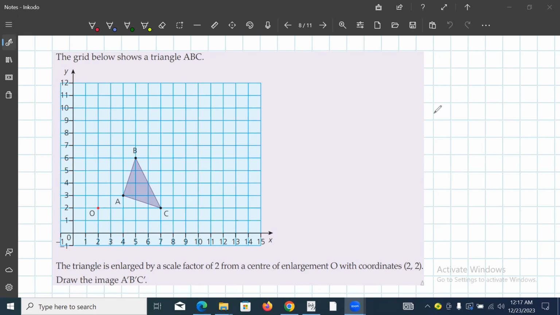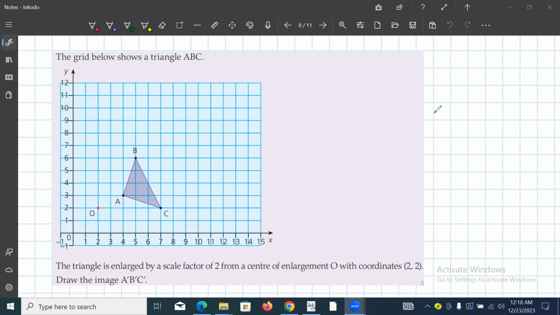Today we'll discuss enlargement. Enlargement is a type of transformation; basically reflection, rotation, translation, and enlargement are all types of transformation. In this part, we will discuss when the scale factor is greater than 1. Whenever the scale factor is greater than 1, the image is always bigger than the object, and we always find the center of enlargement on one side of the object as well as the image.